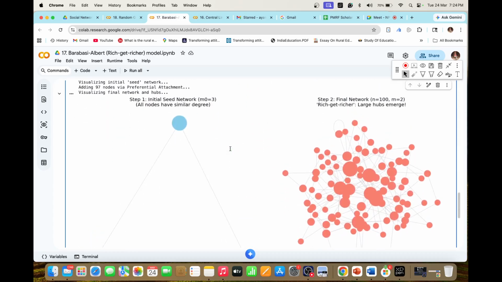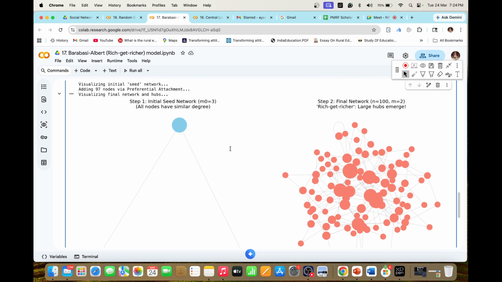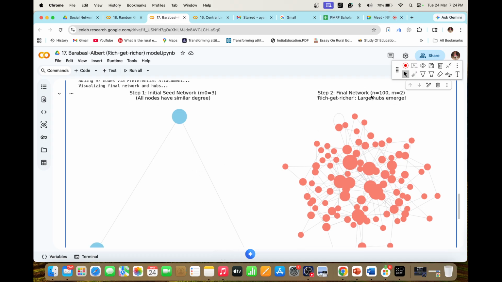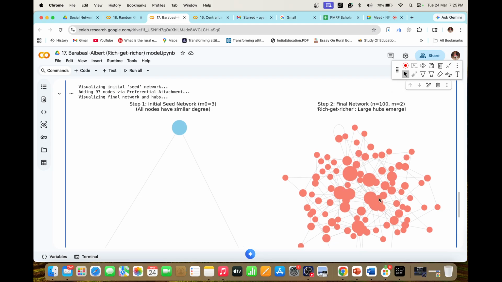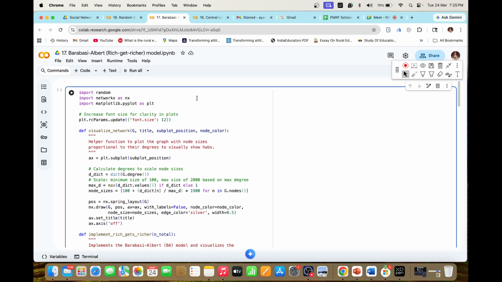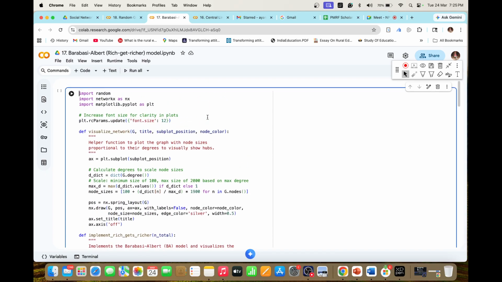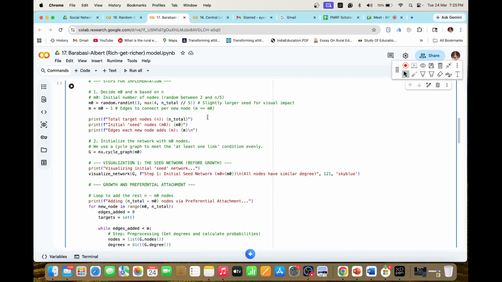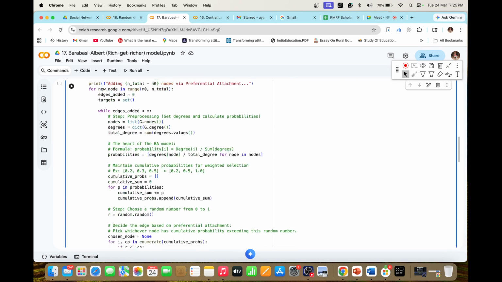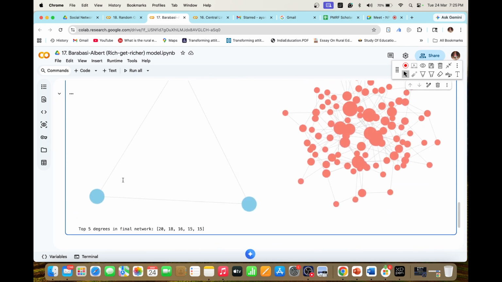In the BA rich-get-richer model, initially all the nodes in the network have similar degree. First we have only 3 nodes, but after adding more nodes we get the rich-get-richer phenomenon. Large hubs emerge, you can see 6 or 7 large hubs. So this is the BA model or the rich-get-richer model. You can just see the code. I have given the code according to all the steps. Just follow the steps, it is again a very important code.